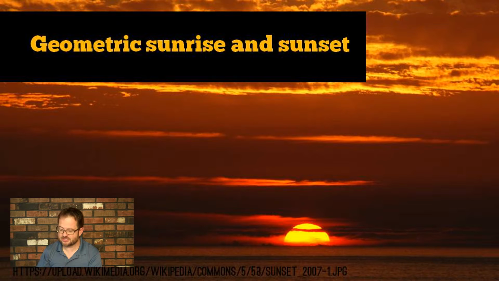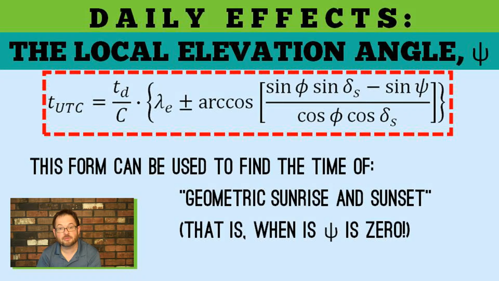That's called geometric sunrise and sunset, and that is going to be the time when psi is actually equal to 0. Okay, so you could plug in 0 for psi, enter your solar declination, your latitude, and your longitude, and all that kind of good stuff, and you'll solve for the time in UTC in which you get geometric sunrise and geometric sunset.